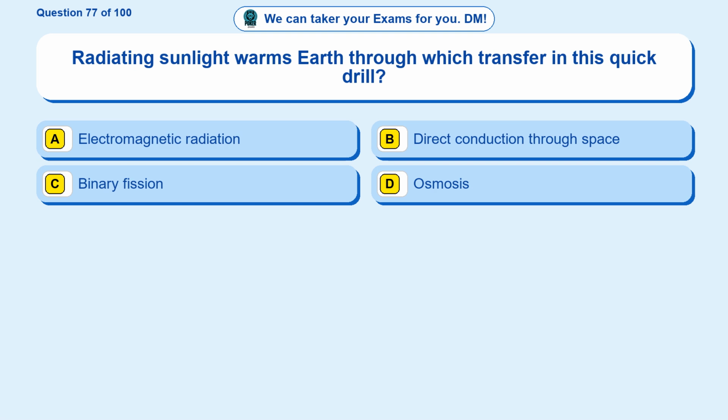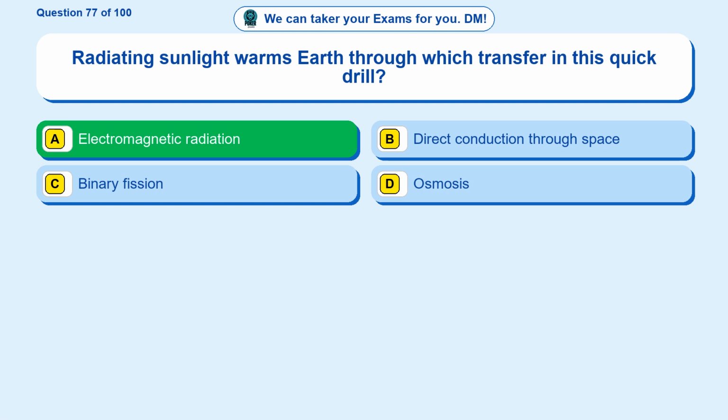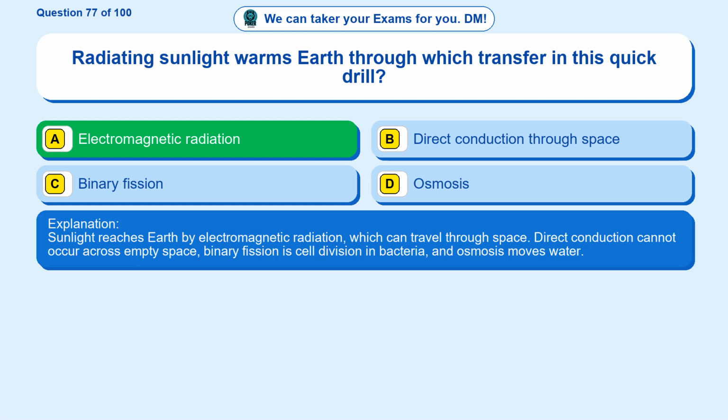Question 77. Radiating sunlight warms Earth through which transfer in this quick drill? Option A, electromagnetic radiation. Option B, direct conduction through space. Option C, binary fission. Option D, osmosis. The correct answer is option A, electromagnetic radiation. Sunlight reaches Earth by electromagnetic radiation, which can travel through space. Direct conduction cannot occur across empty space, binary fission is cell division in bacteria, and osmosis moves water.